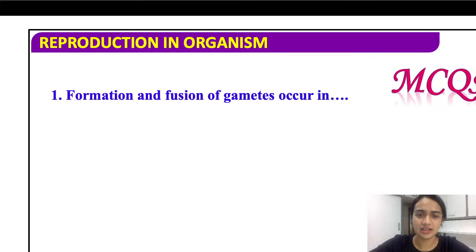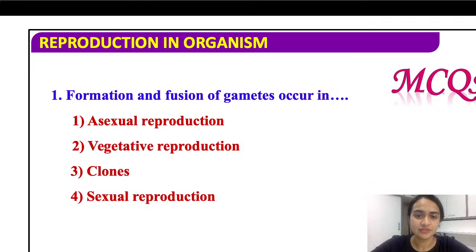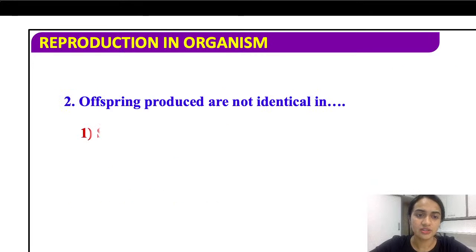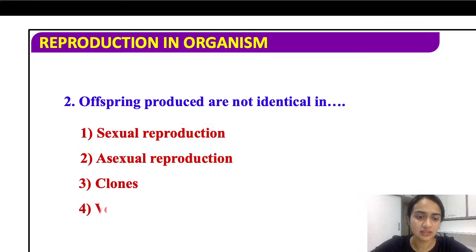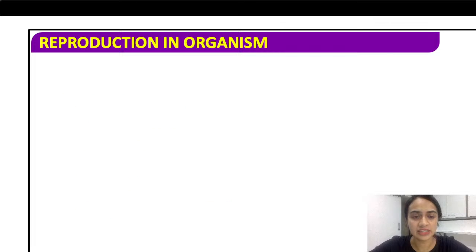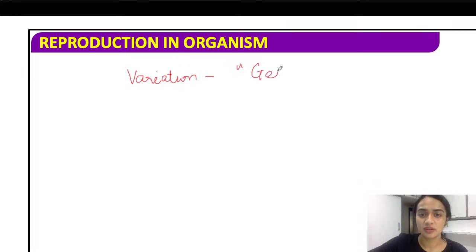Some MCQs which you can answer for sure. Formation and fusion of gametes occur in sexual reproduction. Offsprings are not identical in sexual reproduction because variation is caused. So, what is variation? Variation is basically referred to as a genetic advantage. It just means that the offspring which is produced is somewhat different from the parent because there is a mixing up of the material.